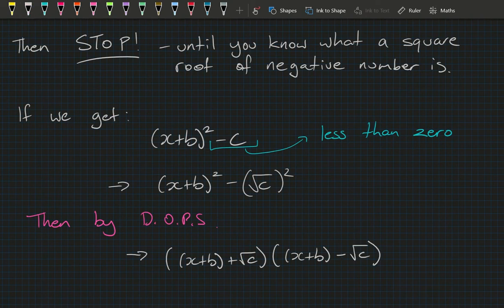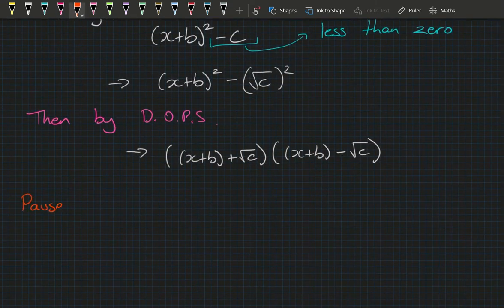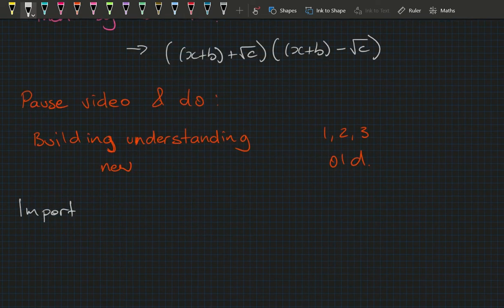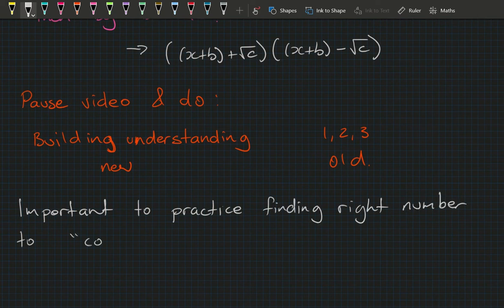Alright, there's a lot of dense information there, so I really recommend that you pause the video now and work on the building understanding questions, which translates to questions 1, 2 and 3 in the old book. As you know, we normally don't worry about the building understanding questions for your pre-learning, but it is really important to practice finding the right number to complete the square. Alright, I'll see you in the next section.